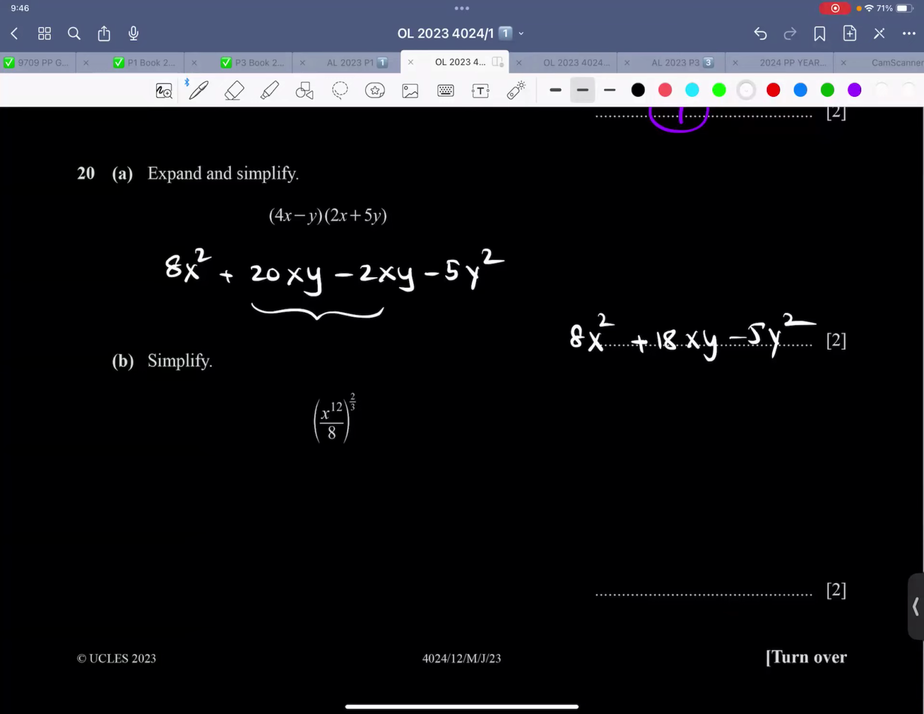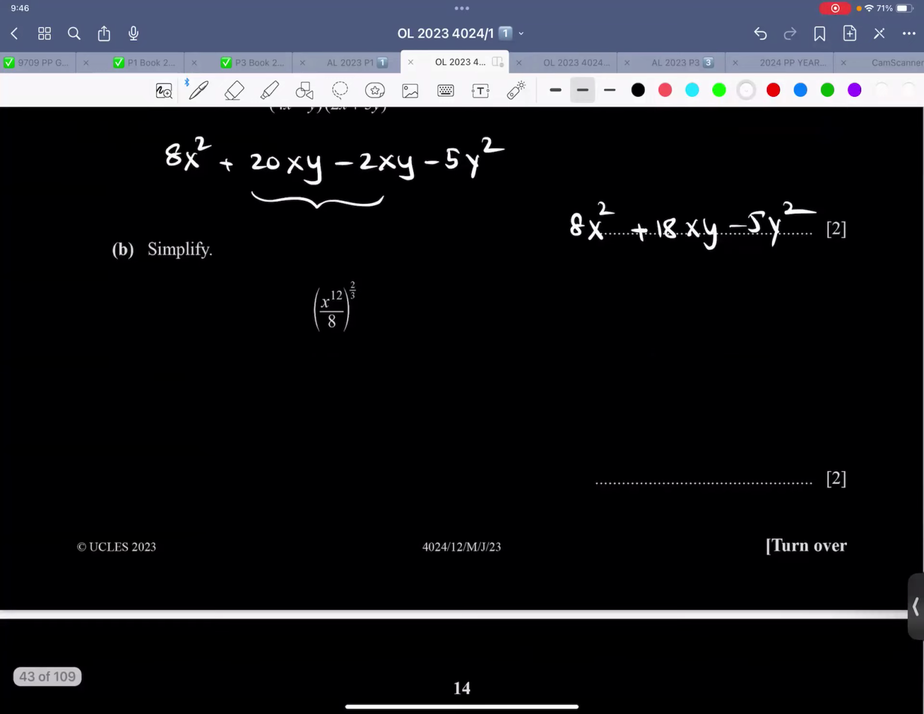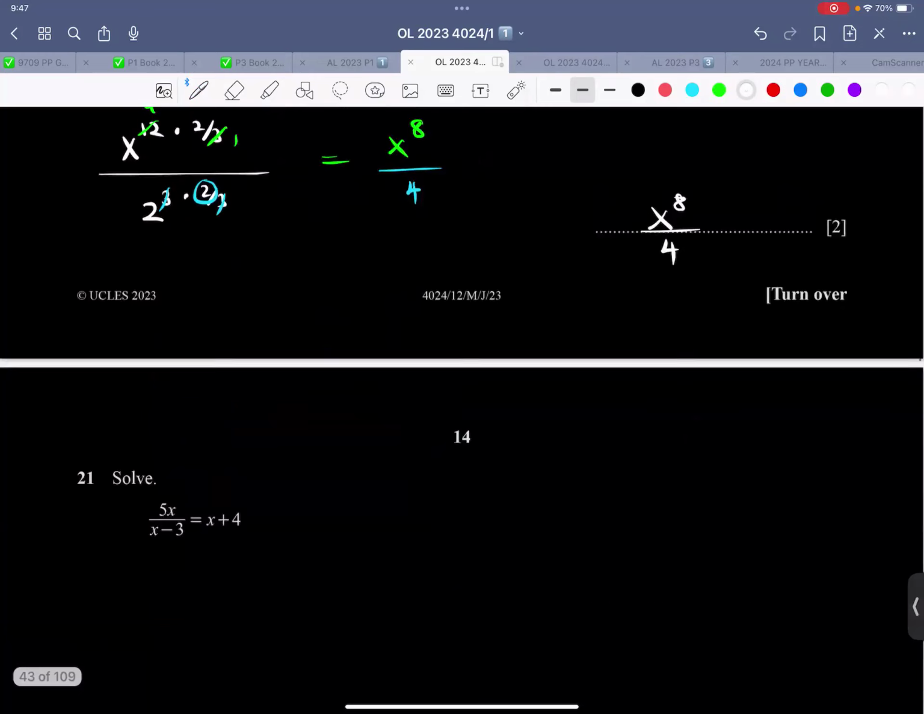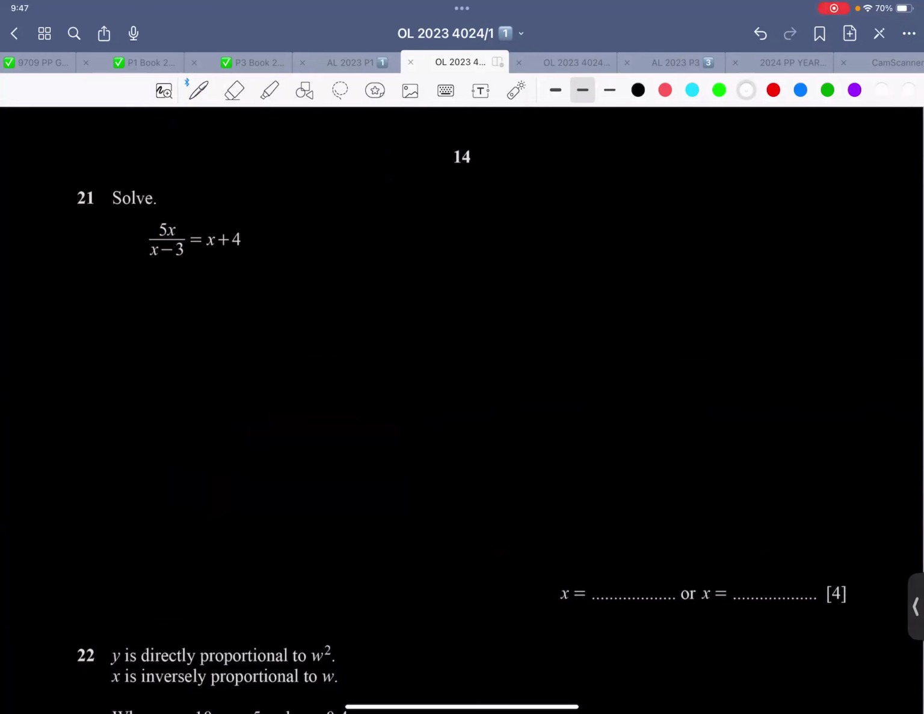Now the next one, x raised to the power of 12, raised to the power of 2/3. So x raised to the power of 12 multiplied by 2/3. 8 can be written as 2 cubed, raised to the power of 2/3. So now over here, 3 fours are 12, 4 into 2 is 8. So that is x to the power 8. And at the bottom, this 3 and 3 cancel, 2 raised to the power of 2, which is 4. So therefore, the answer is x raised to the power of 8 divided by 4. That's the answer.